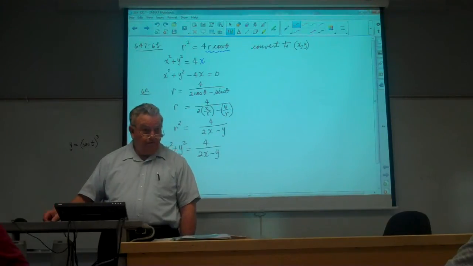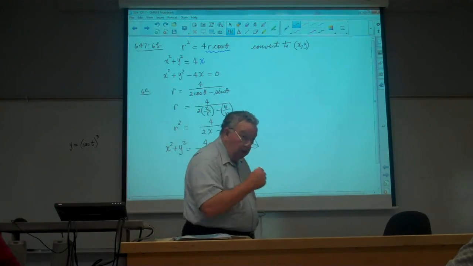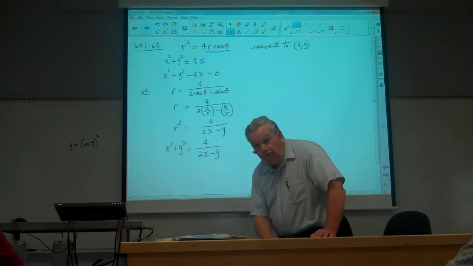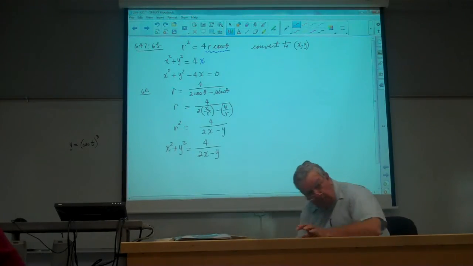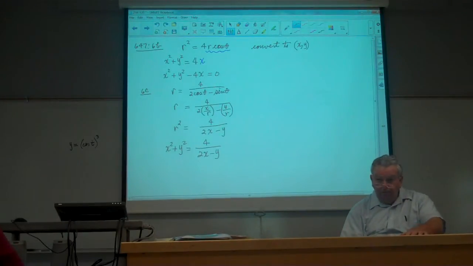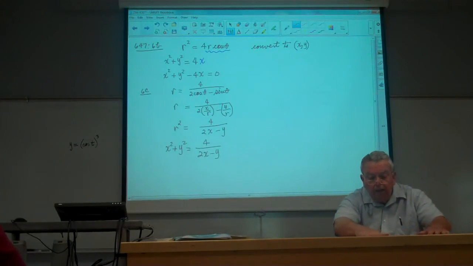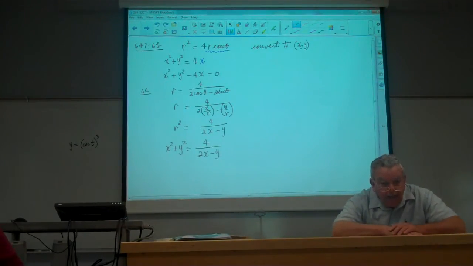Is that right? Hardly pretty, but the directions said convert it to Cartesian coordinates. Did we do what they told us? And I told you a long time ago that in Cal 3, 4, and DE, beauty is in the eye of the beholder. Your answer looks good when you can use it to solve whatever problem you're working on. So it doesn't trouble me a bit to leave it just like that.